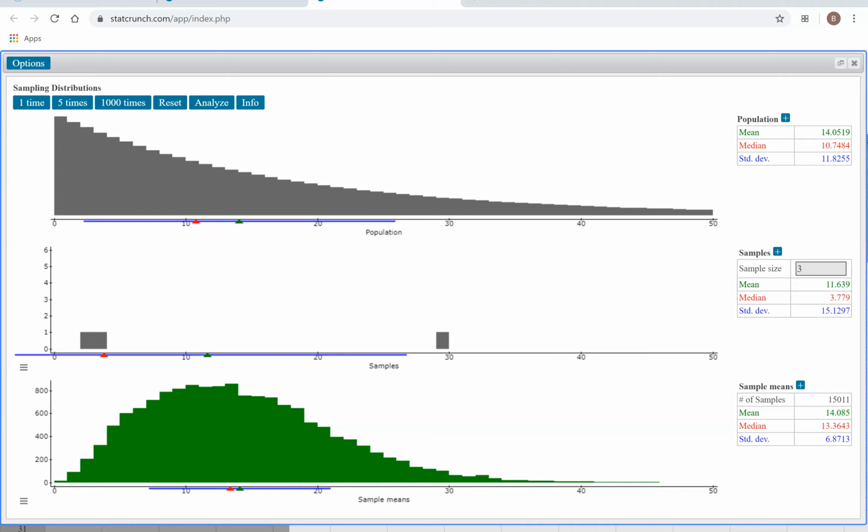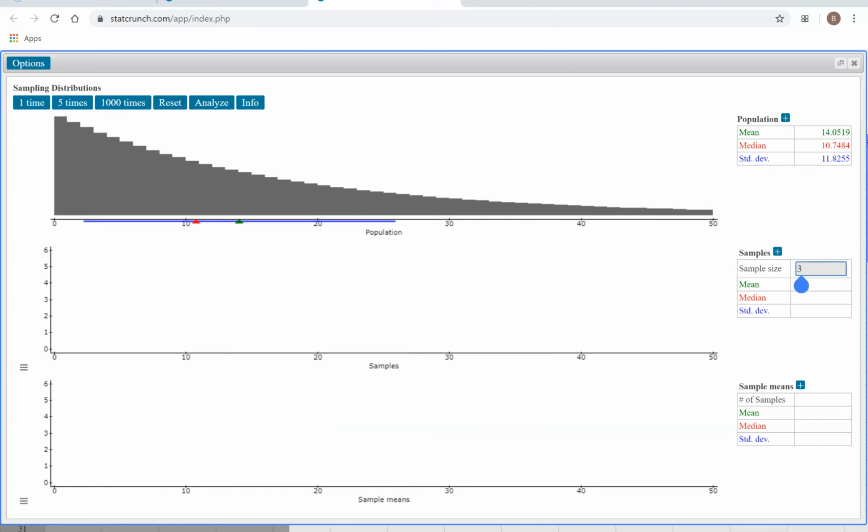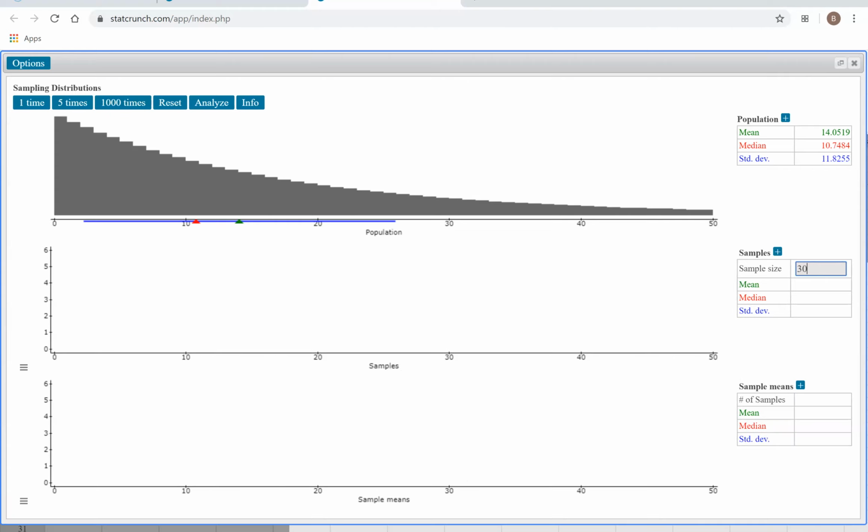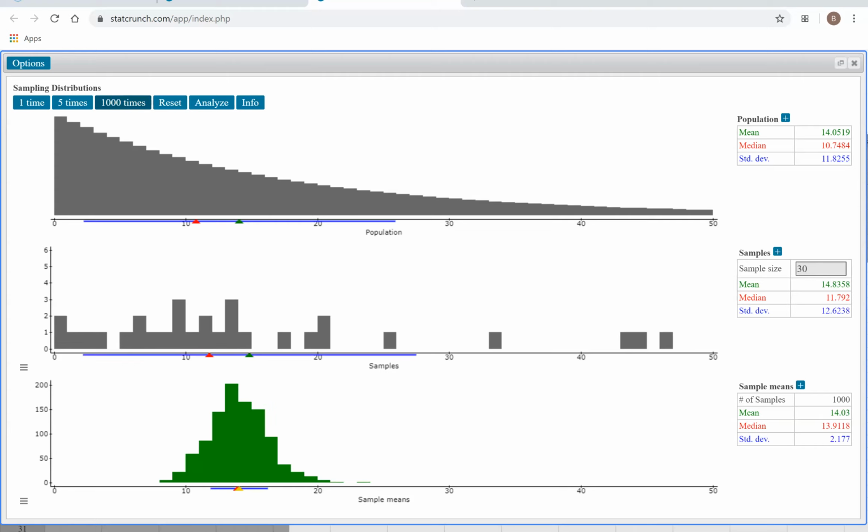So let's reset this and try a bigger sample size. Let's do like 30. I'm not going to hit one time because then it's going to show 30 samples and do one average. Everyone trust me, it's going to draw 30 different things from all over slowly, then find their average and we'll get one sample mean down here. And then I would need to do that over and over again. Let's just say we did it 1,000 times.